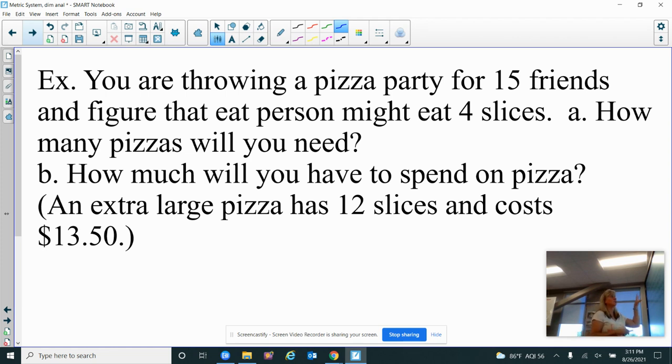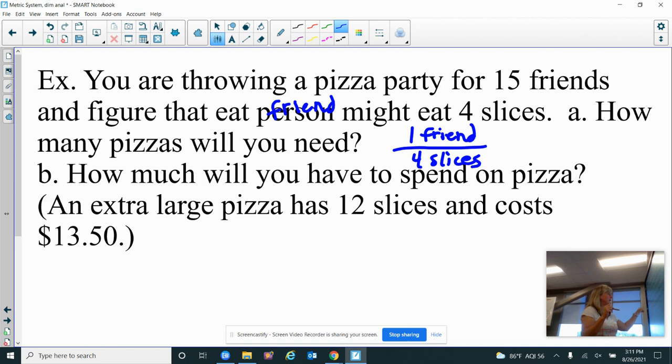So with this, just from reading those, I can see some equivalencies. So here's one here. One person or friend, I could change that to friend. One friend is going to eat 4 slices, or each friend is going to eat 4 slices. So that's an equivalency. That's a conversion. So one friend eats 4 slices.